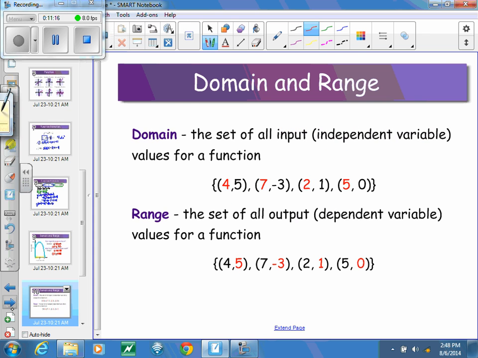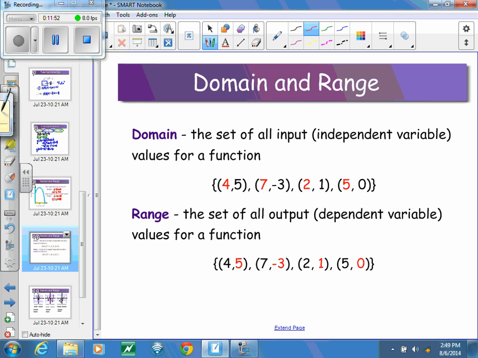And now we're going to look at just the definitions here that I have, and then we'll also look at some more graphing examples. So domain is the set of all input values for a function. So we're talking about the independent variable. So that's all of your x values in your ordered pairs. And your range is going to be the set of all the outputs, which is the dependent variable of your function. So that's going to be all the y values. You'll notice that I have those highlighted in red for your domain and for your range.